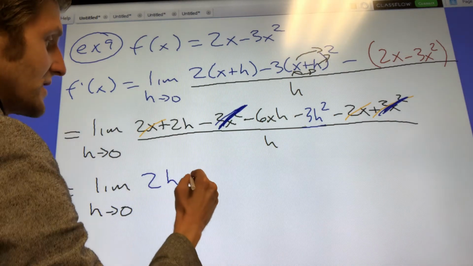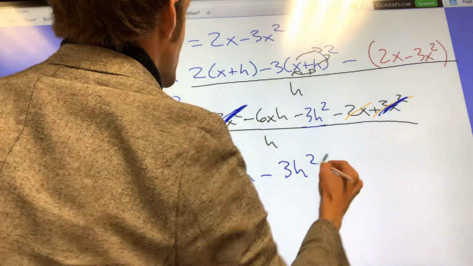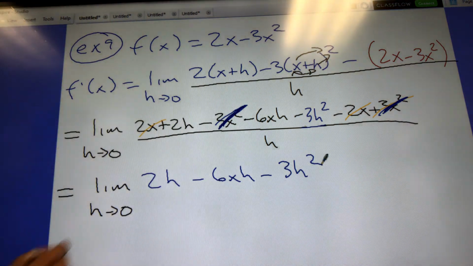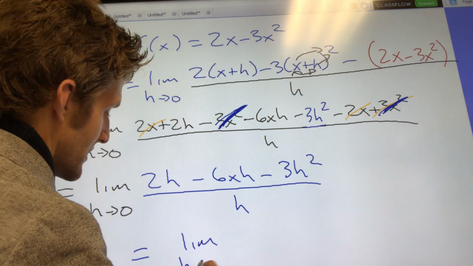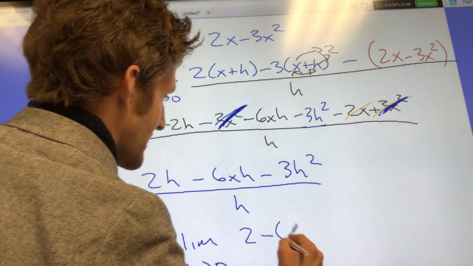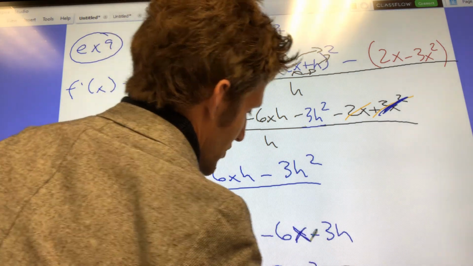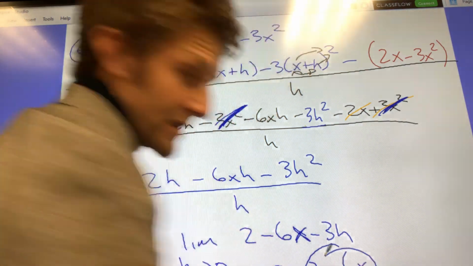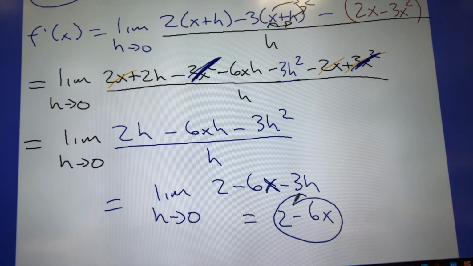So 2h minus 6xh minus 3h squared divided by h. So now we have the limit as h goes to 0 of 2 minus 6x minus 3h. Let h be 0. 2 minus 6x. Again, these are great notes for everybody to have. Example 10.